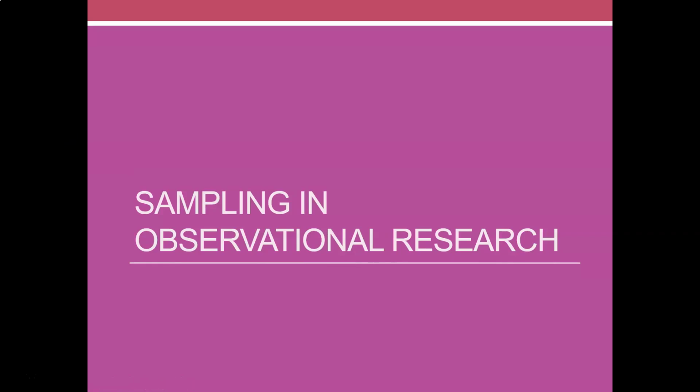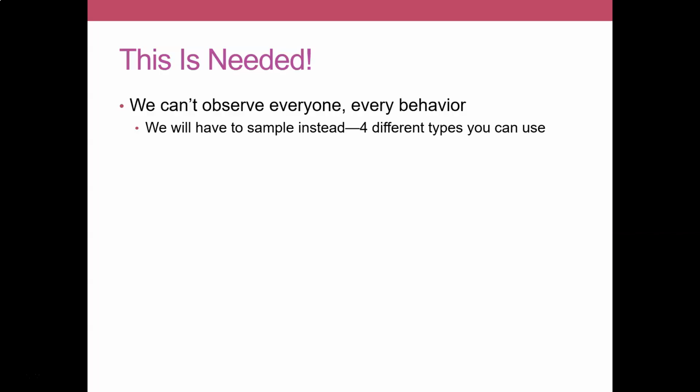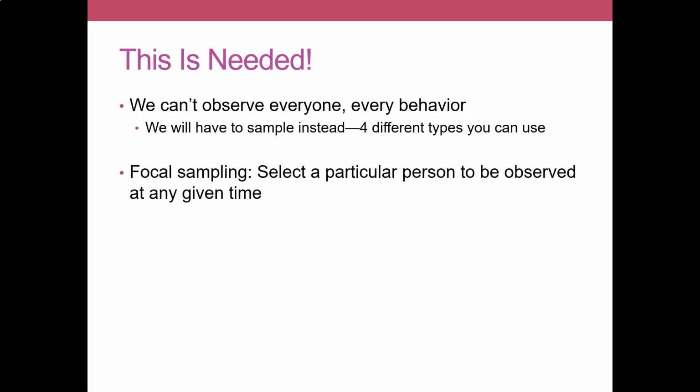So now let's briefly talk about how we sample data in observational research. This is something that you absolutely have to do. If you are watching multiple people, you cannot observe every person, and you cannot observe every possible behavior that you see. Your attention is too limited for that. So what you're going to have to do instead is engage in a process known as sampling. And there are 4 different types that you can use.